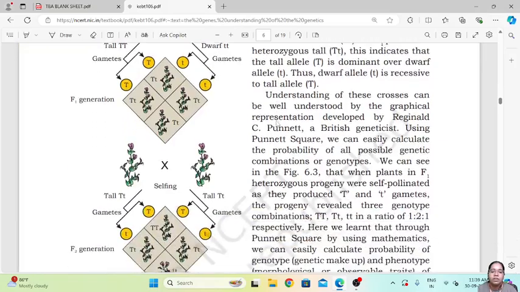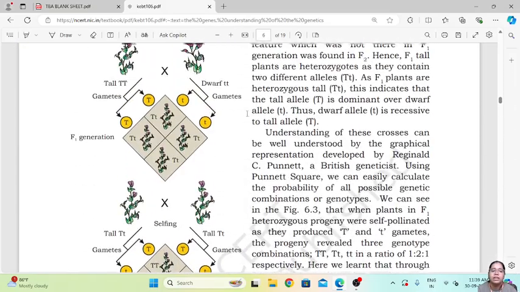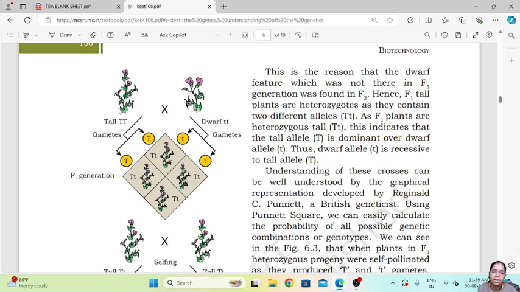Today we will learn about the law of segregation, as in how the segregation of the genes happens and how to represent the experiment. First over here, we can see there are two contrasting characters: a tall tree and a dwarf tree. Tall is the dominant characteristic, which we denote as capital T, and dwarf is the recessive characteristic, so we represent it as small t.